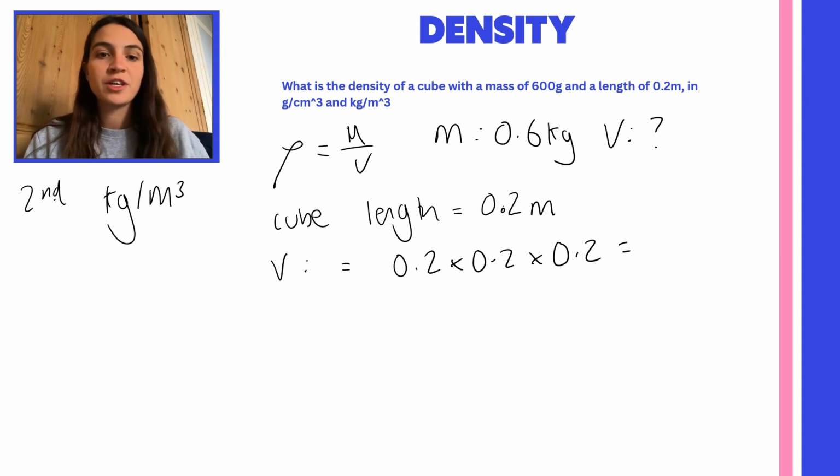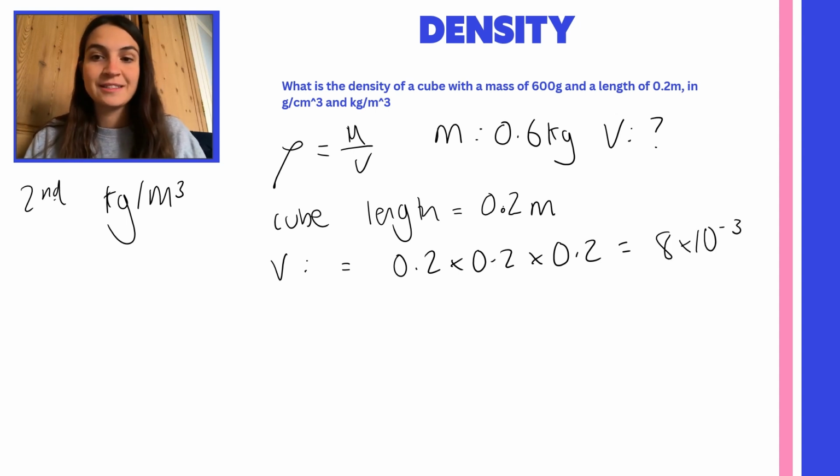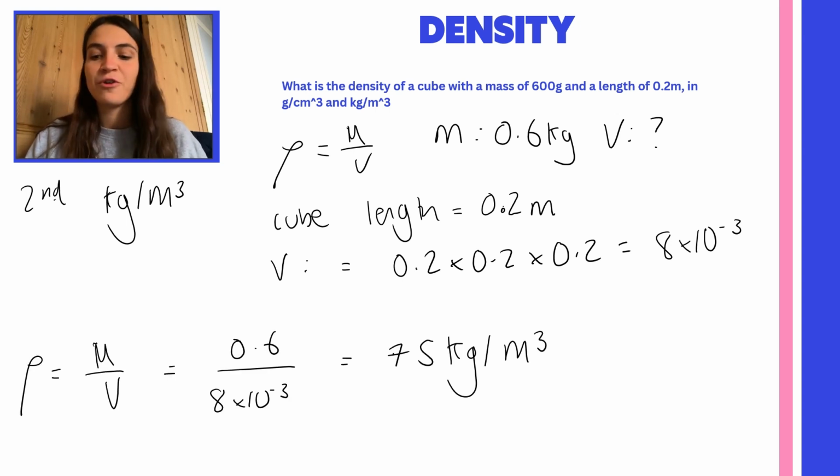So volume of a cube, multiplying those three sides together, 0.2 times 0.2 times 0.2 gives me 8 times 10 to the minus 3 meters cubed. Okay, then following through with my formula, mass 0.6 divided by 8 times 10 to the minus 3 gives me 75 kilograms per meter cubed.